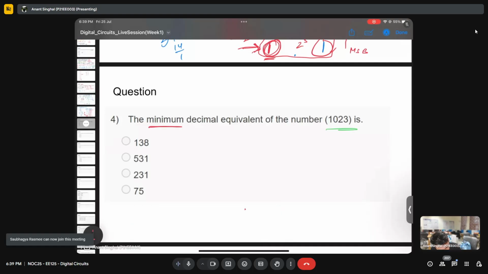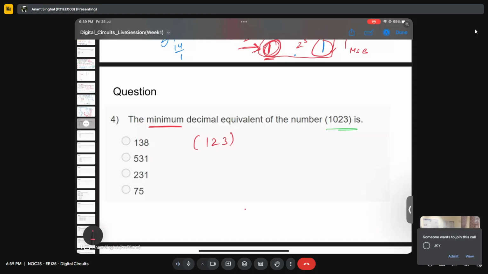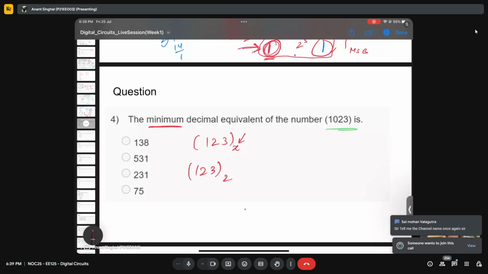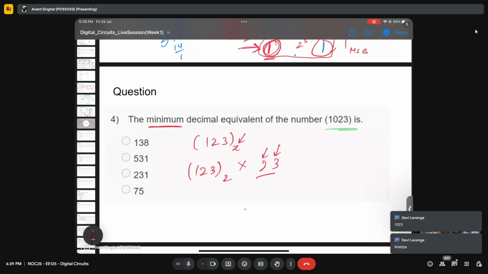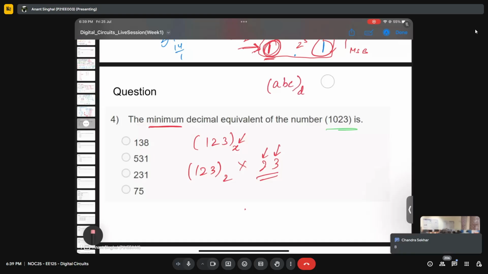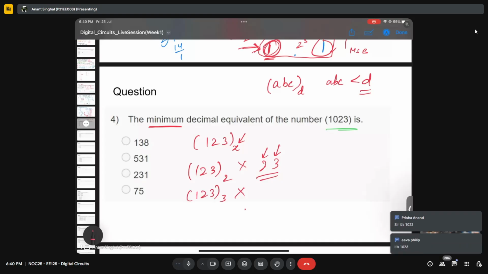So it says the minimum decimal equivalent, right? So the number that has been given to us is 123. Now to get the minimum decimal equivalent, what we need is the minimum value of the base. So can I write 123 to the base 2? No, because there is a 3 inside, or even a 2 inside the number. As I told you in the initial example, let's say a number is A, B, C and D. Then A, B, C should always be less than D. So even if I try to write 123 to the base 3, this is also not possible because there is a 3.